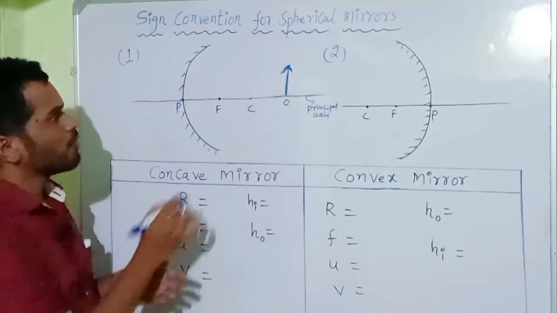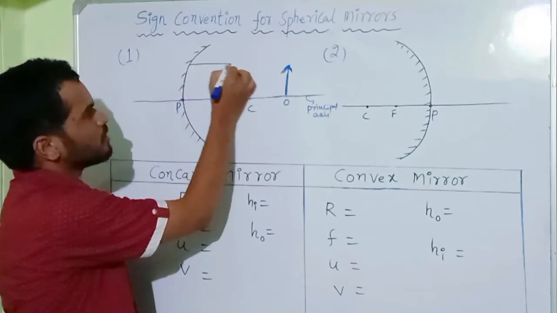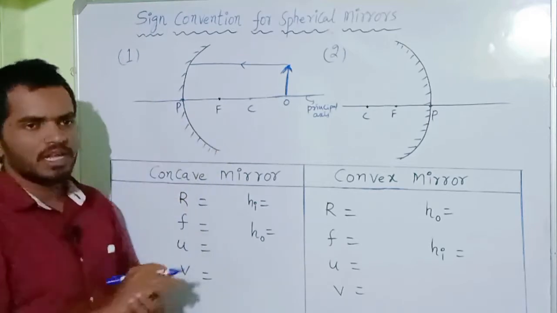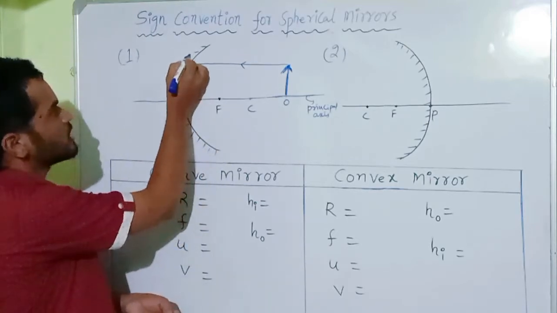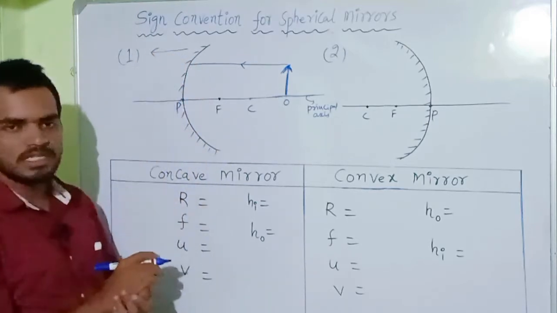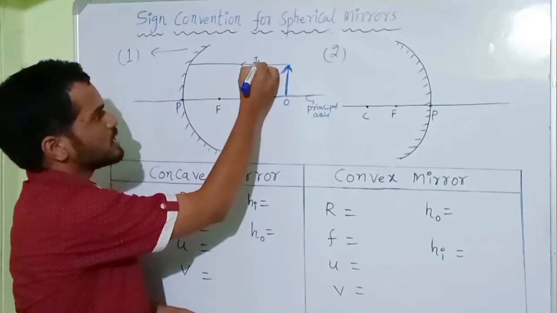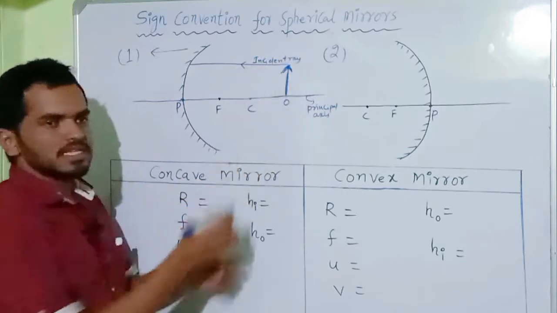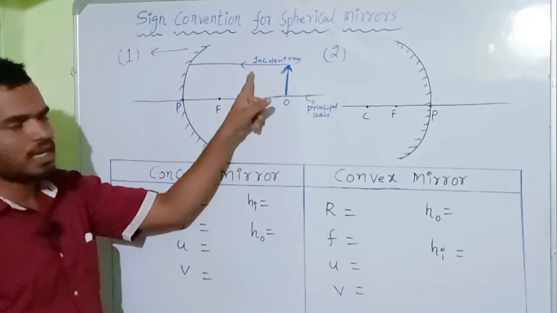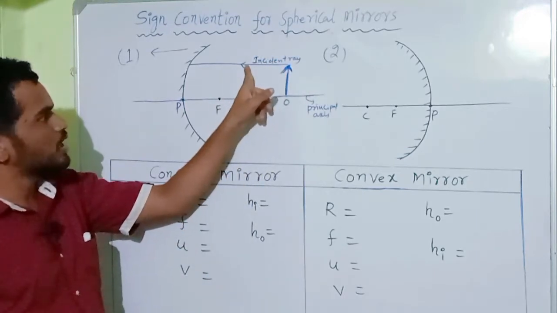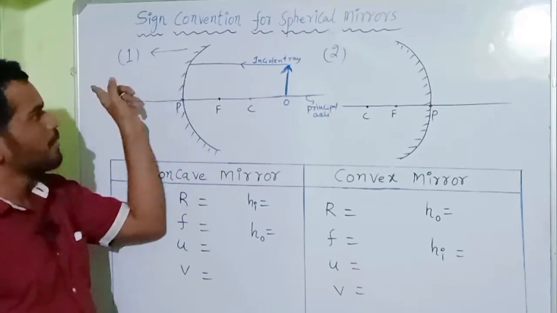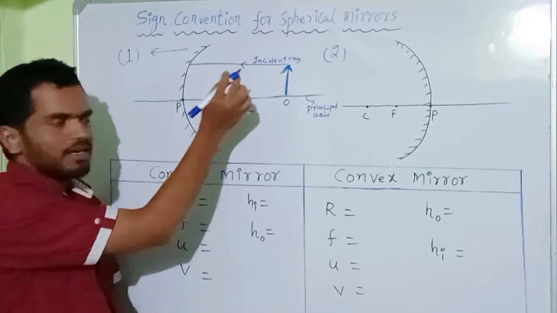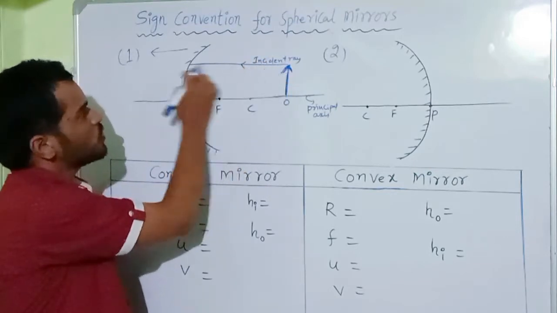Okay. Now I am going to take a light ray here. Observe the direction. The light ray is traveling in this direction. This is the incident ray. Observe the direction here. Light ray is generally traveling in this direction. Suppose this is the right side and this is the left side. Then the incident ray is traveling from right to left.